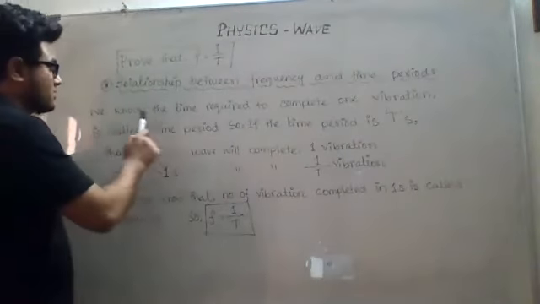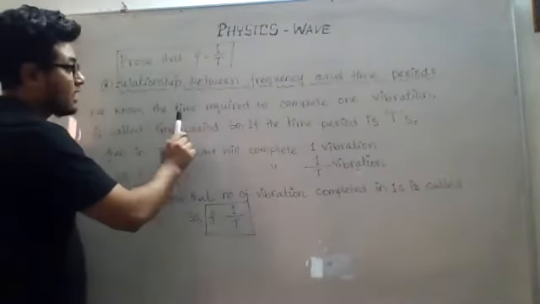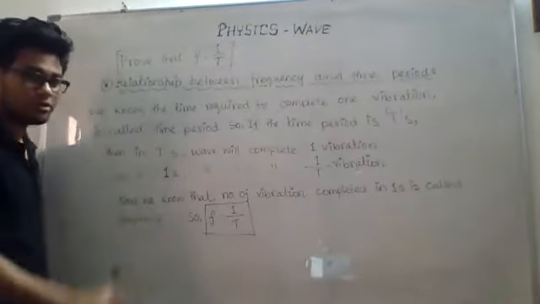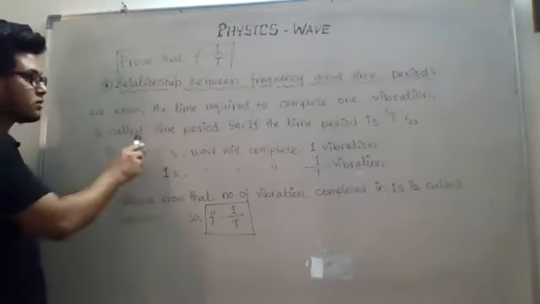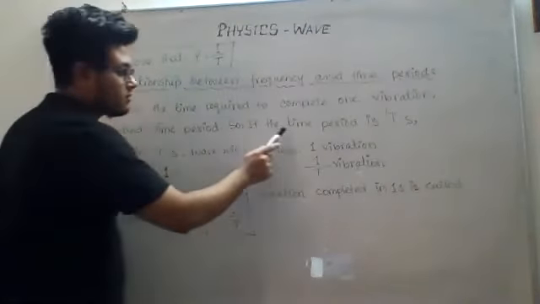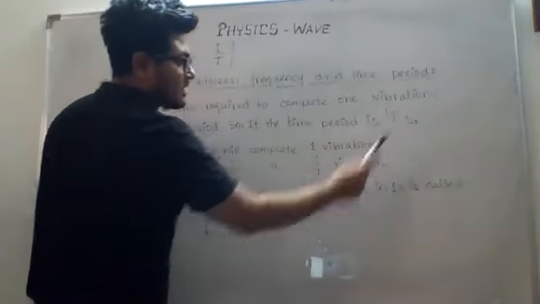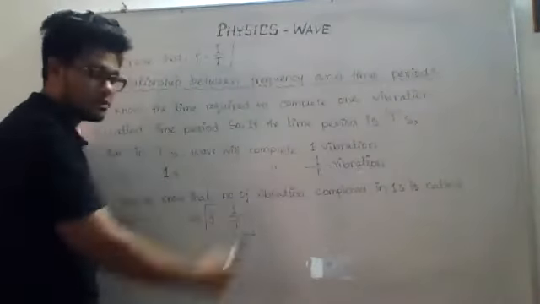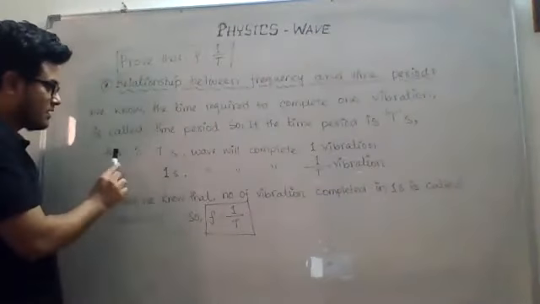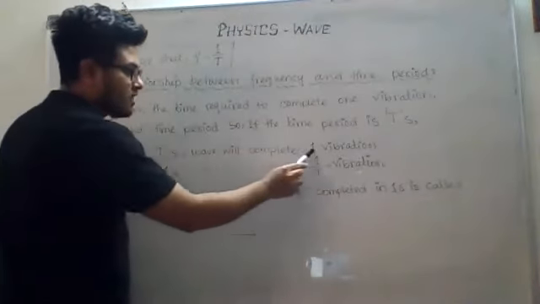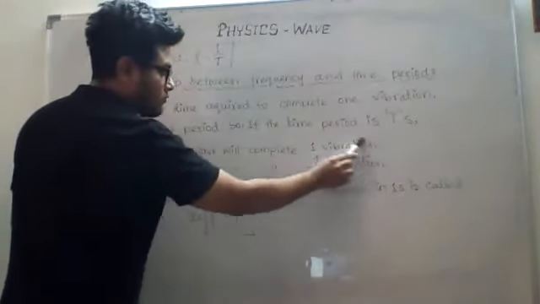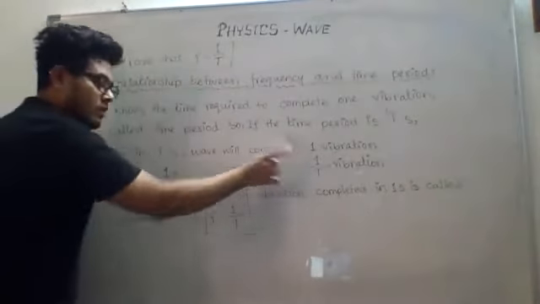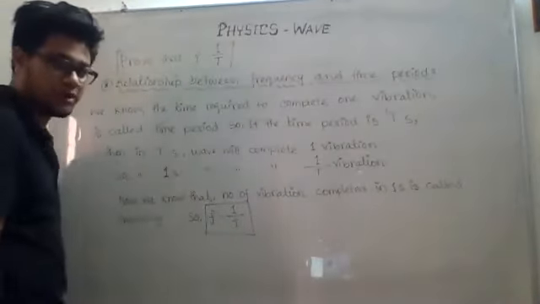So we know that the time required to complete one vibration is called time period. So if somebody tells me that the time period is t second, okay? So within t second, one vibration will be completed, correct or not? Can I write this line? In t second, wave will complete one vibration, because to complete one vibration, the time that is required is t second. So within t second, only one vibration can be completed, okay?